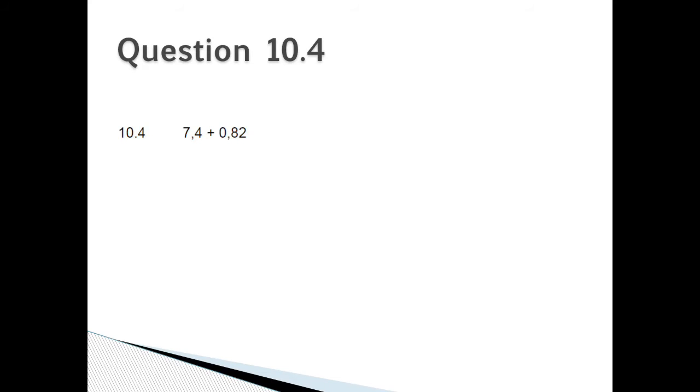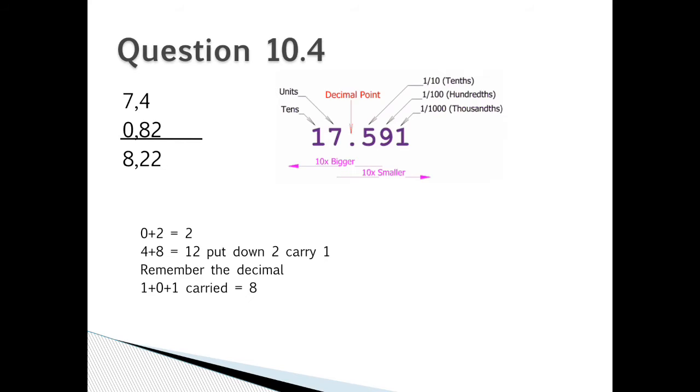10.4. 7.4 plus 0.82. When working with decimals, always make sure that they are aligned in order to do your calculations correctly. So 7.4 plus 0.82 is equal to 8.22. 0 plus 2 is equal to 2. 4 plus 8 is equal to 12. You put down the 2, carry the 1. Then you must make sure that the decimals are in the right place. 1 plus 0 plus 1 that was carried will give you 8.